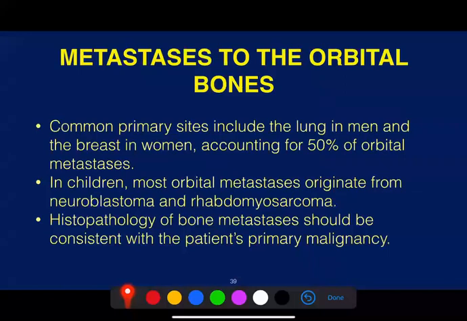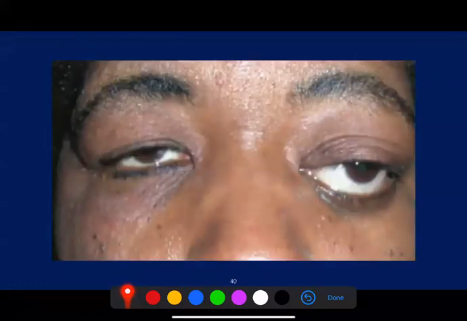Excellent, Yasser. So metastasis to orbital bones, the common primary site, and this is very important, is lung in men and breast in women. In children, the common metastasis is mainly neuroblastoma, followed by soft tissue sarcoma and rhabdomyosarcoma. And when you do histopathology of the biopsy of the mass, you will find histopathology consistent with a primary malignancy.